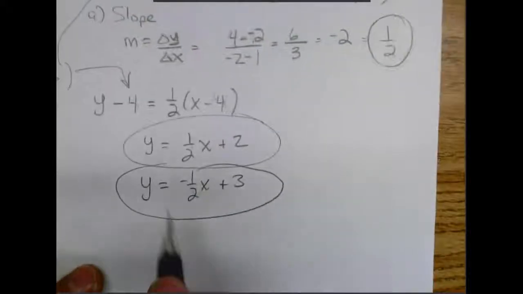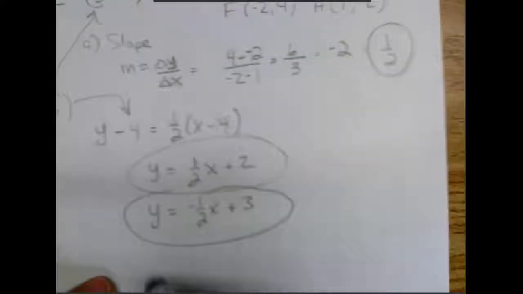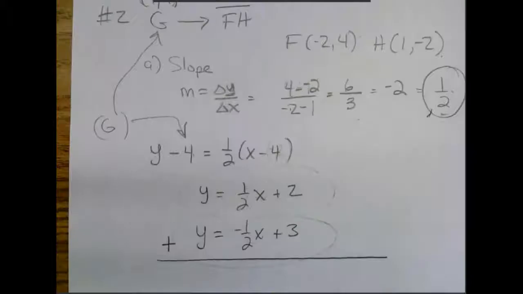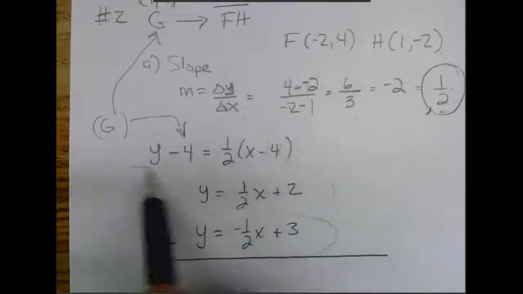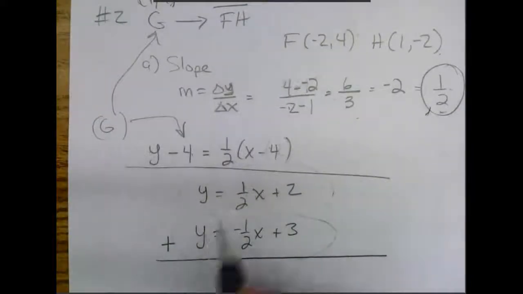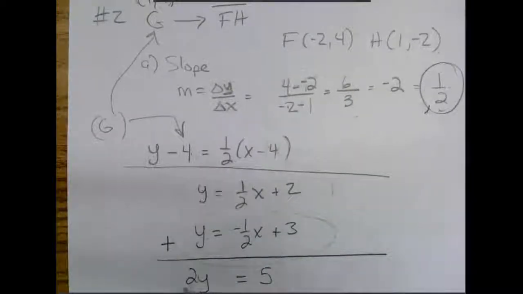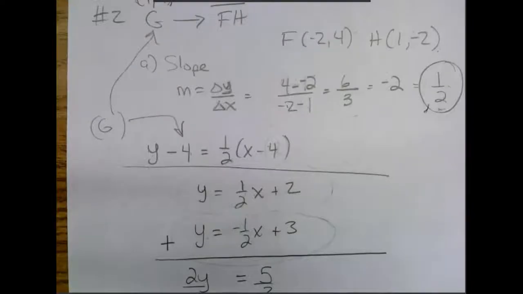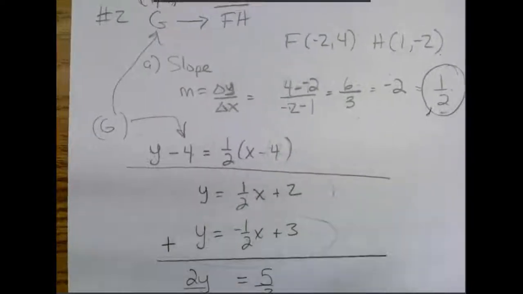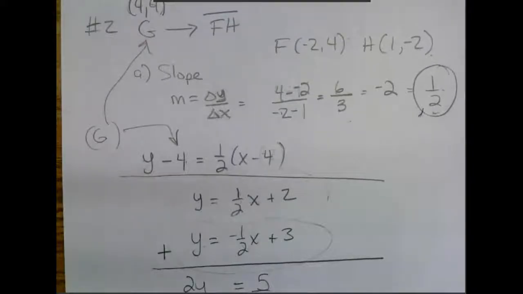And so here we're just going to plug these in. I'm just going to erase these lines. Give me a minute. So then I'm just going to add these two here. And I'm going to get y plus y is 2y. And then look, 1/2 minus a half, or plus a negative half, that's going to be 0. And that equals 5. And then I can just divide by 2. And I'm going to get y equals 5/2. Okay. And then I can use that to plug in and find out what x is equal to.